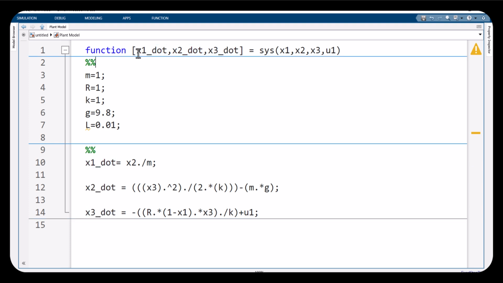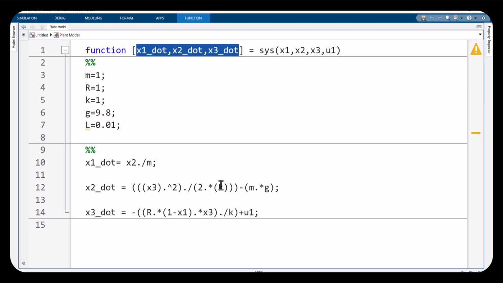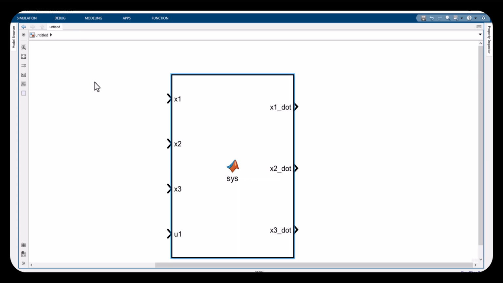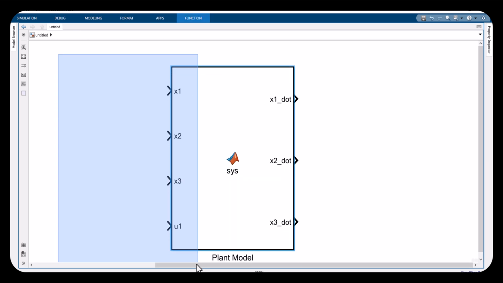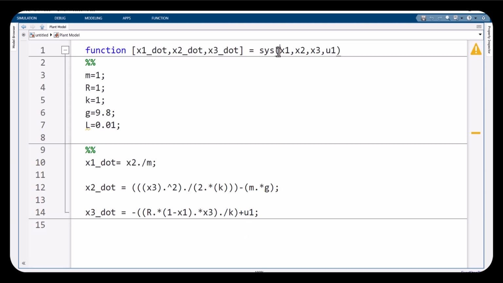This is the first command. You use this function command with square brackets, and whatever you put in here is the output that you can get from this block. For example, here you see these three variables are the output of this block. Whatever variables you put here are the inputs to the block. If you want to take data from some external point, you can define these variables like this: x1, x2, x3, and u1.